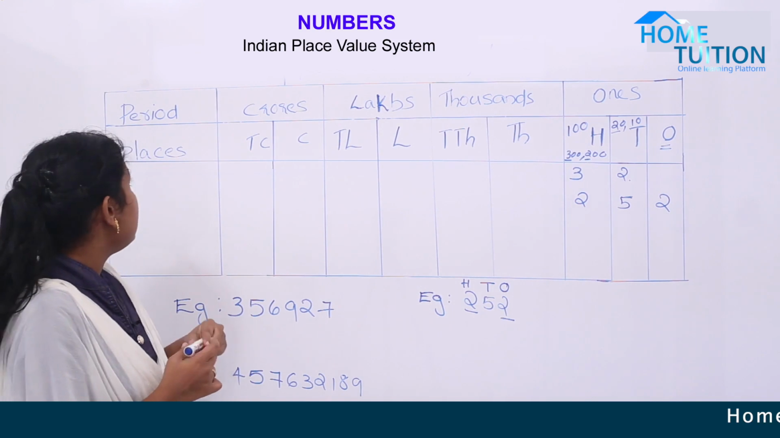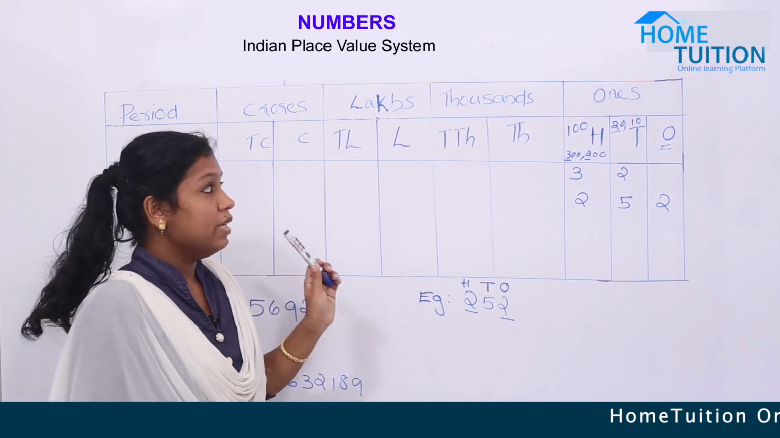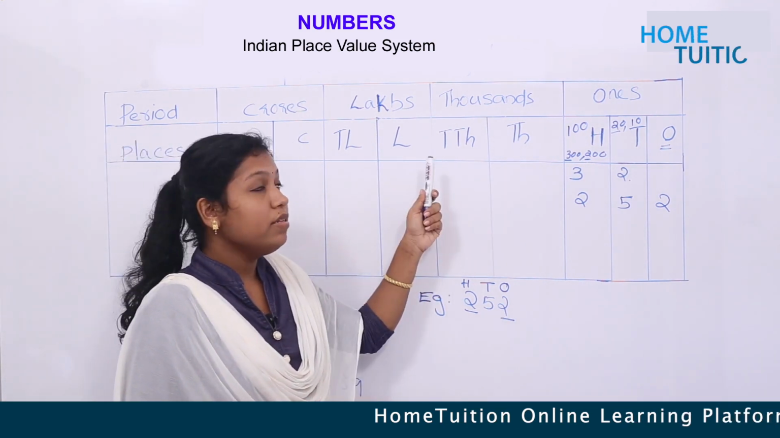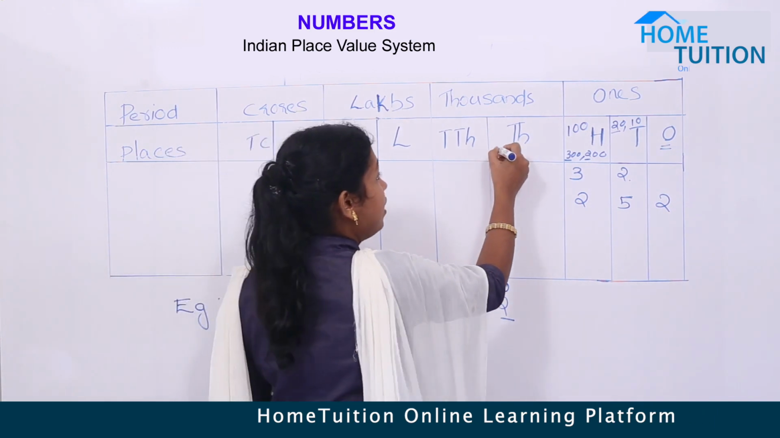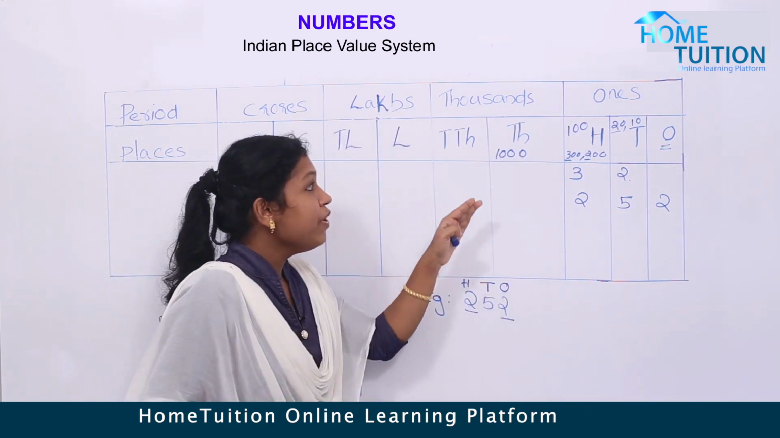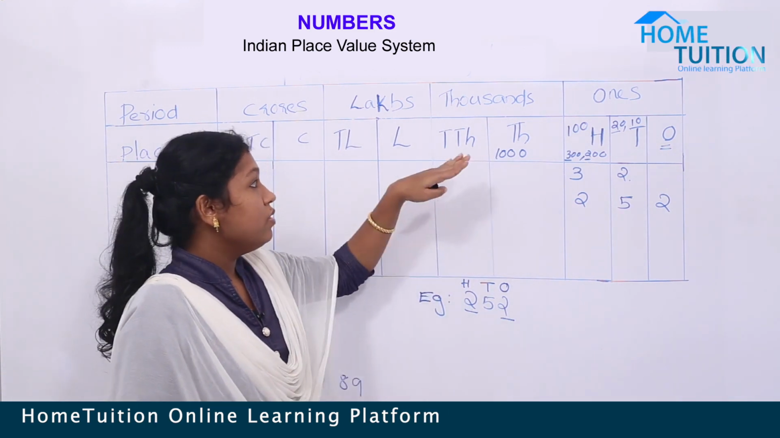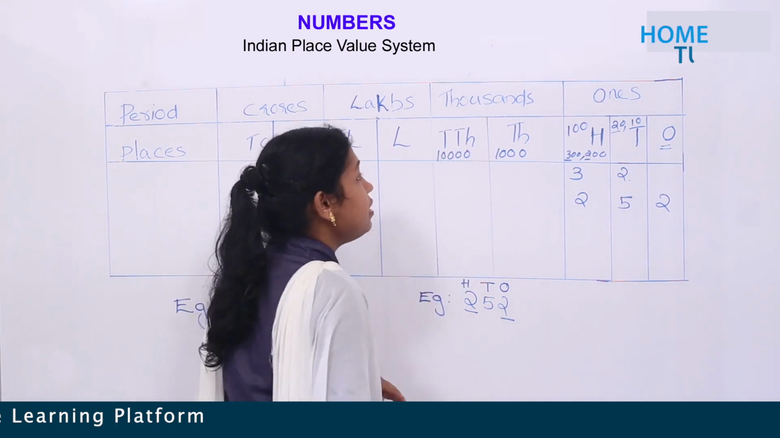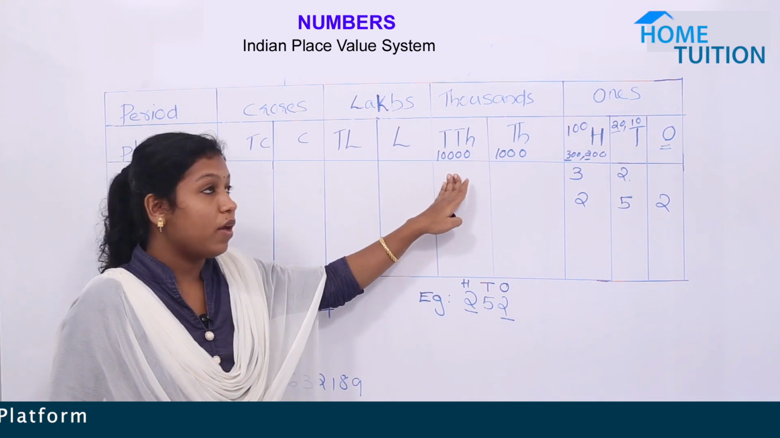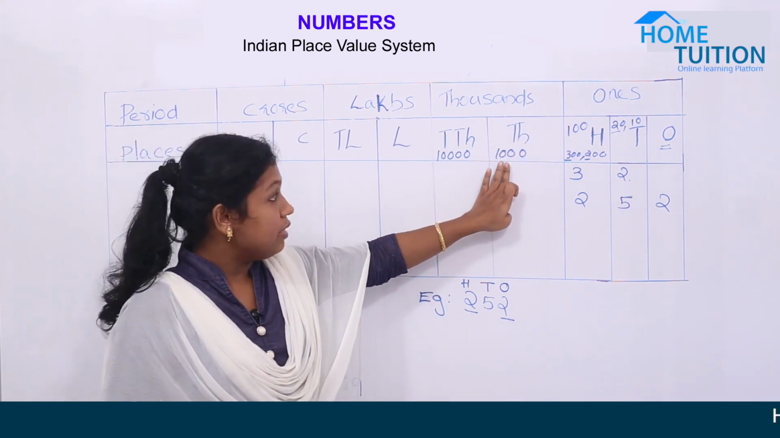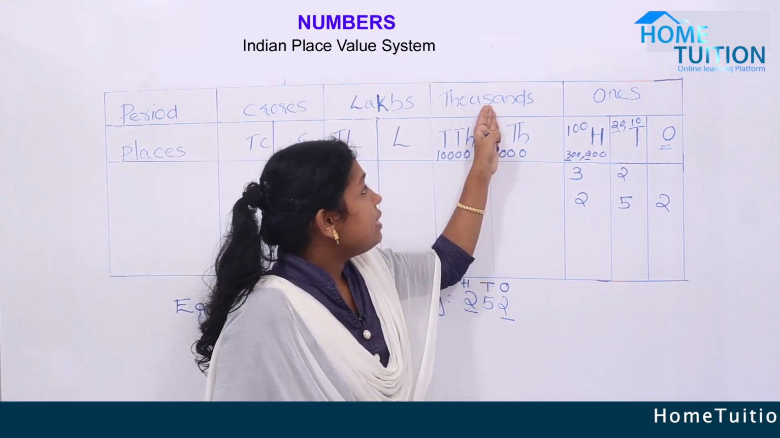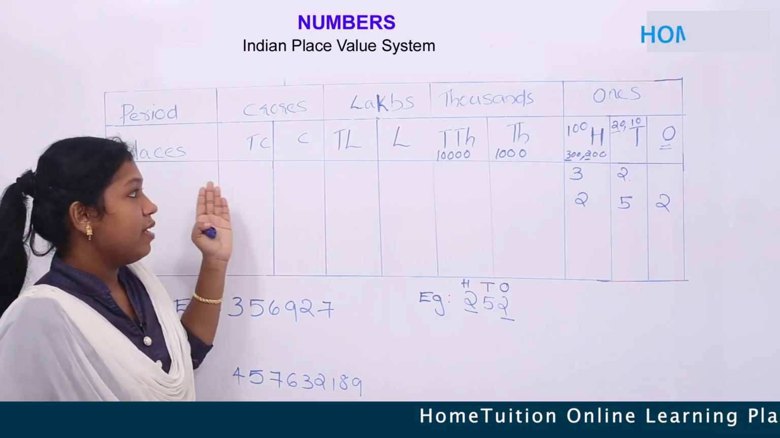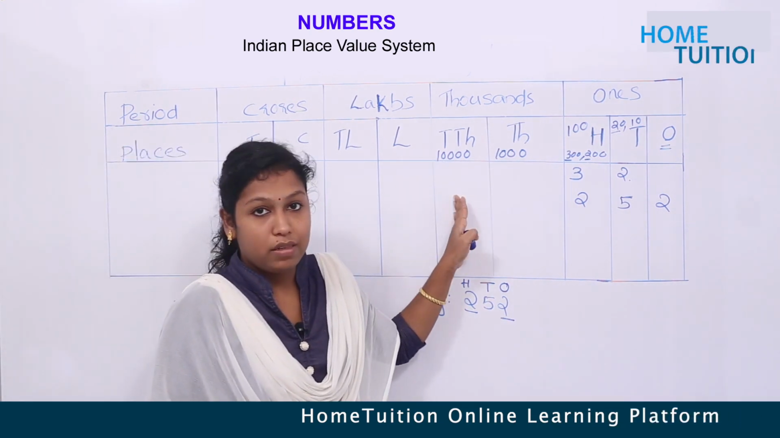Then the next period is thousands. Thousands is the second period. This period is divided into two places, that is thousands and ten thousands. We know thousands, the place value is 1000. Then ten thousands, the place value is 10,000. So thousands is the second period, but it has only two places here, thousands and ten thousands.